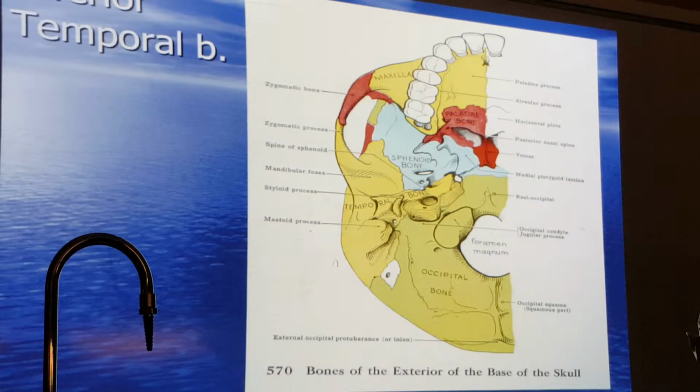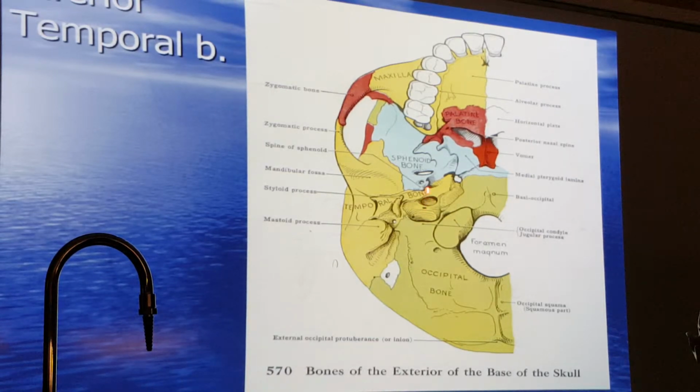Okay, this is an inferior view looking up. Looking at the occipital bone, you can see one of the two occipital condyles. And when your head rocks back and forth, forward to back, the occipital condyles articulate with the superior articular facets of C1. And on the temporal bone, some very important holes: the jugular foramen and the carotid canal.